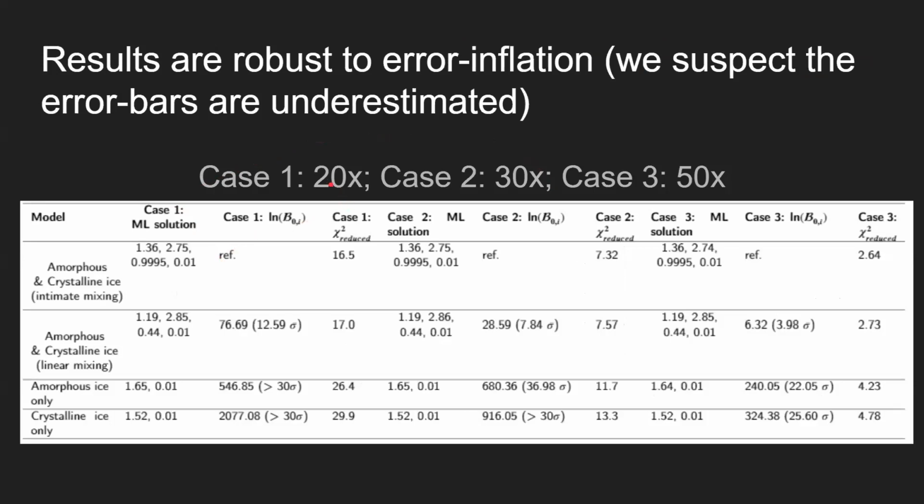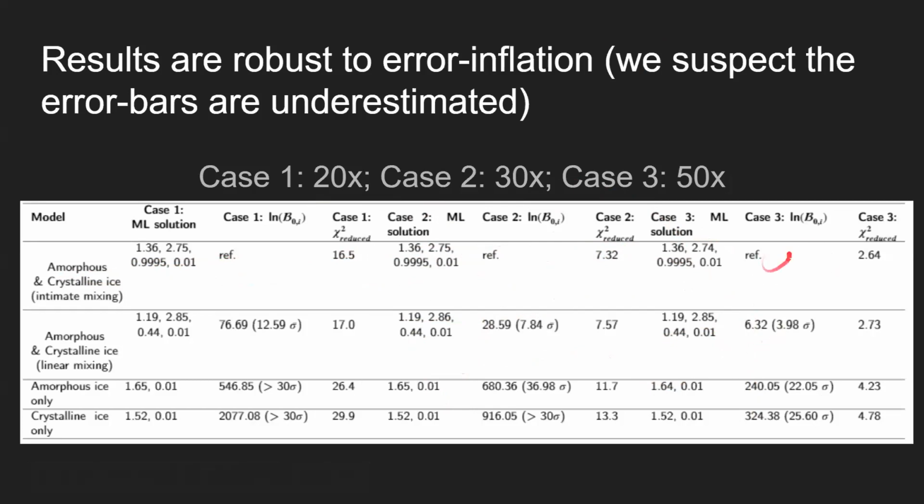So we first tried inflating the noise 20 times, equivalently decreasing the SNR by 20 times, then 30 times, and then 50 times. The bottom line is that even where the noise has been inflated 50 times, the result is very much consistent with what I was getting originally, and it stays consistent throughout the noise inflation cases. And again, the intimate mixing model is preferred over the other three models, although the degree of preference decreases as we increase noise, which is intuitive.